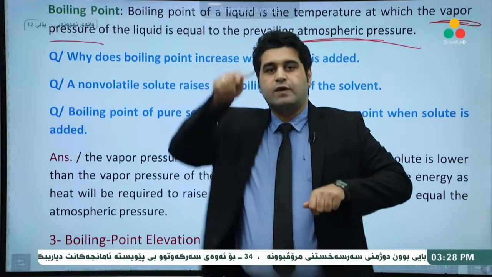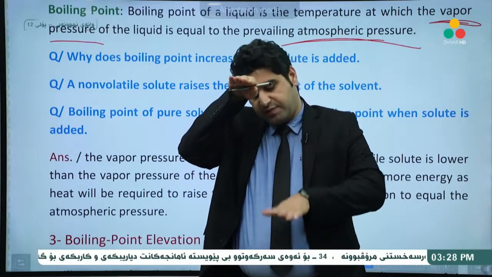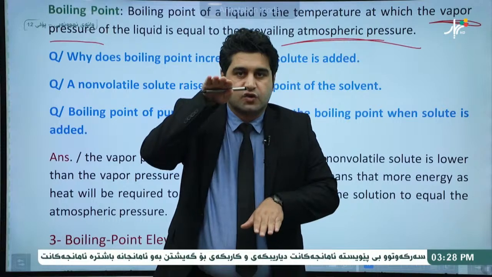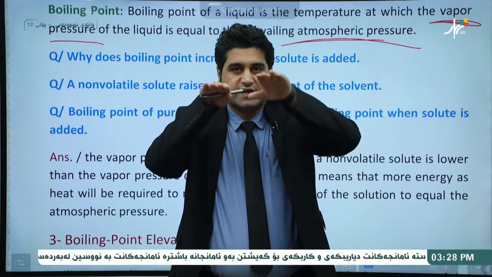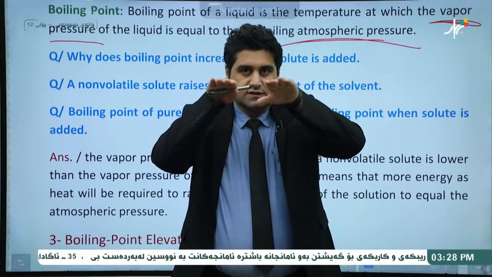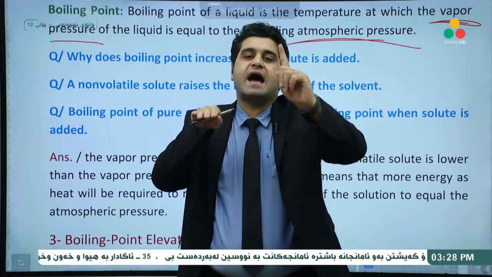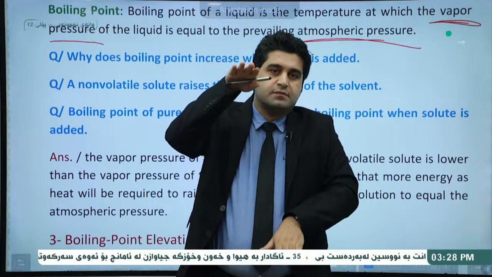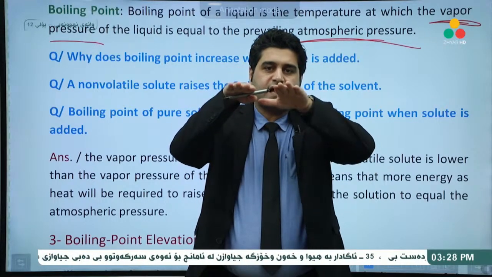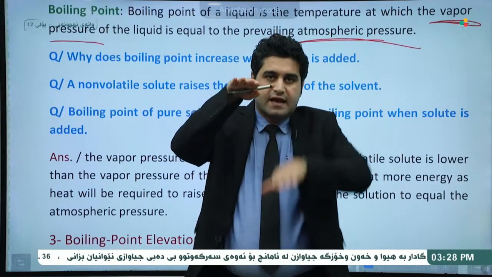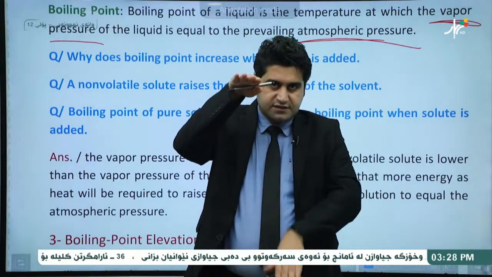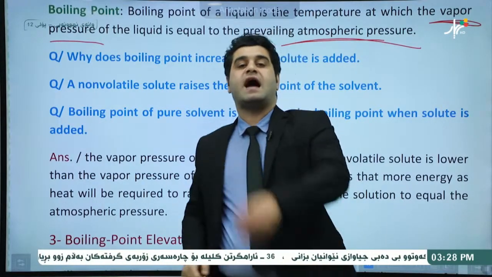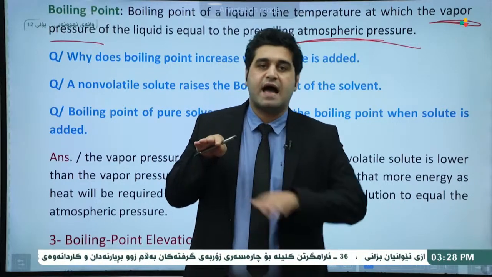Now, look, if we have low vapor pressure, we need to heat the solution more to reach the atmospheric pressure. So at that point, we have a high boiling point. With low vapor pressure, we need to heat more to reach the atmospheric pressure, so we need high temperature. Look, this range is too much. So low vapor pressure, high boiling point.